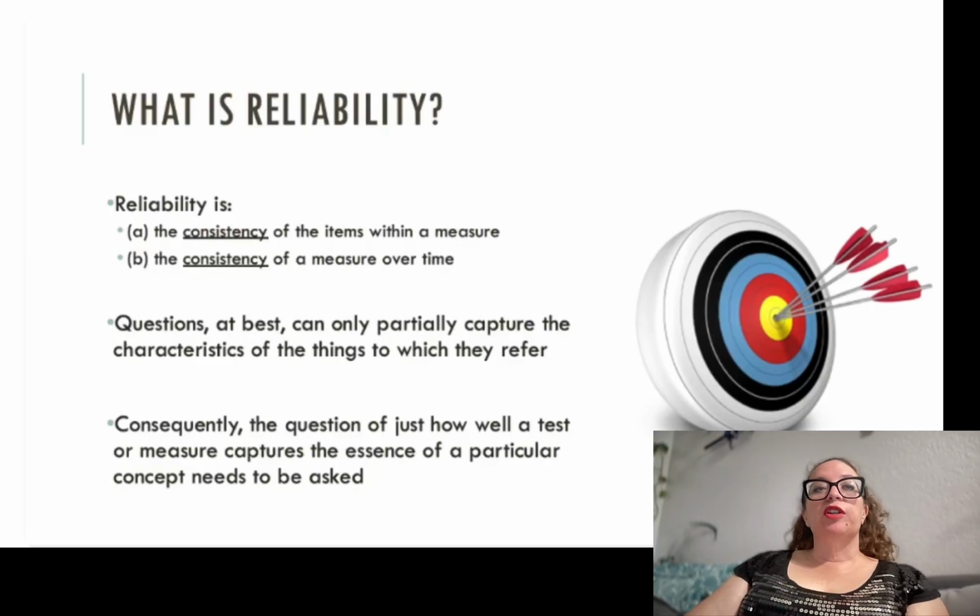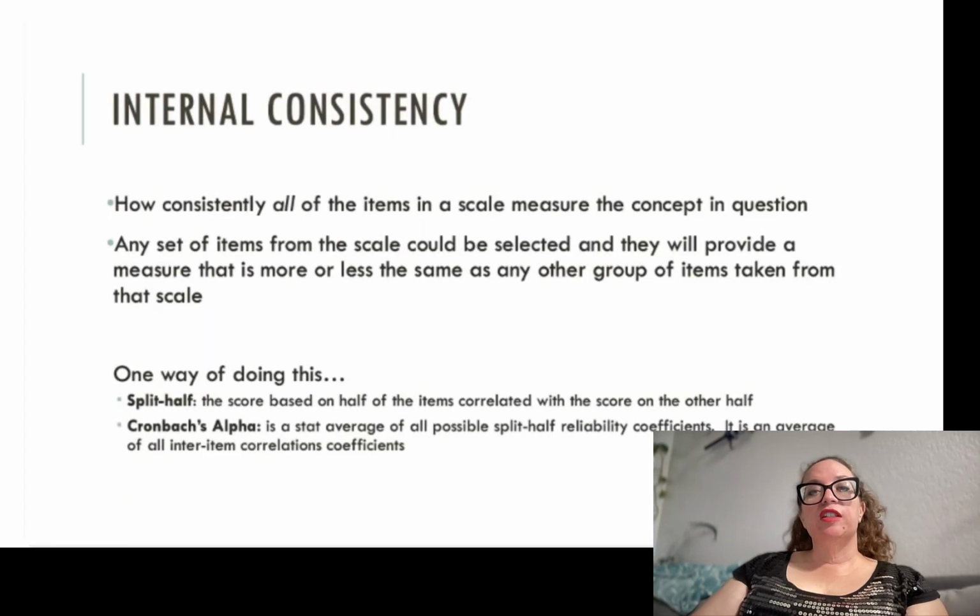First, we're going to talk about internal consistency. So consistency or reliability inside of a measure. That is asking how consistently do all items in a scale measure the concept in question. Let's stick with something relatively straightforward. We go to depression a lot. We default to depression a lot. So why don't we talk about it here?